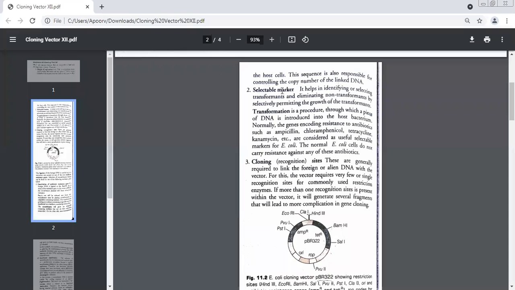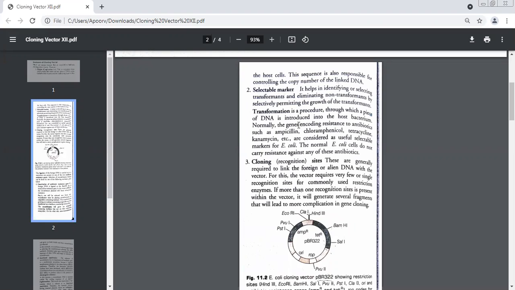Who will help you to identify and select? Selectable markers. We had talked about two selectable markers. One was the antibiotic resistance gene and the second was? Enzyme producing. Yes. So the same heading you can add on.